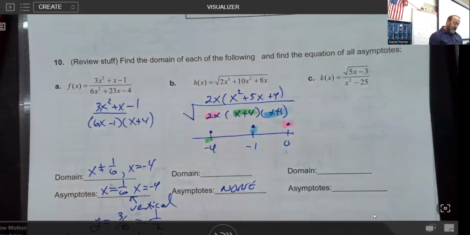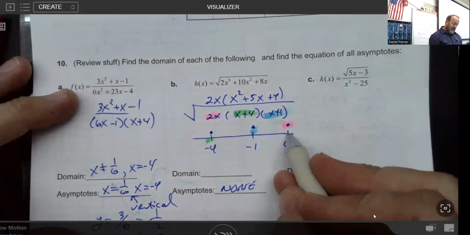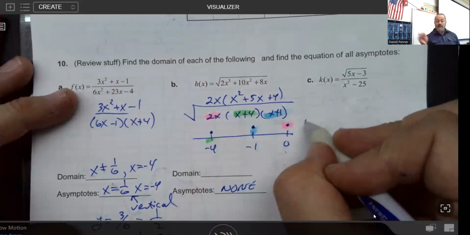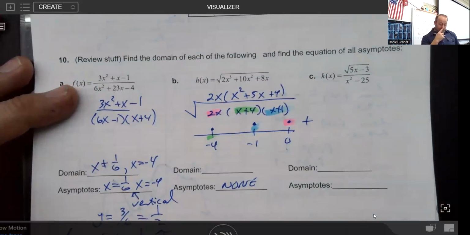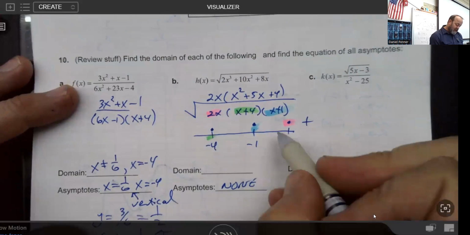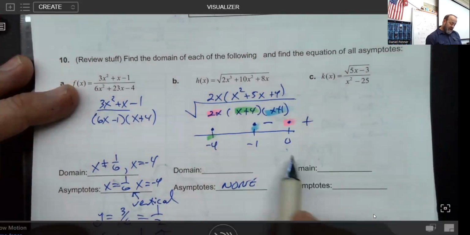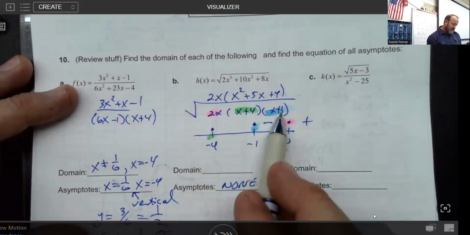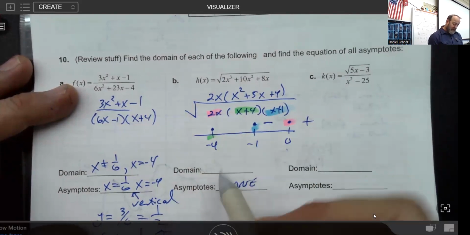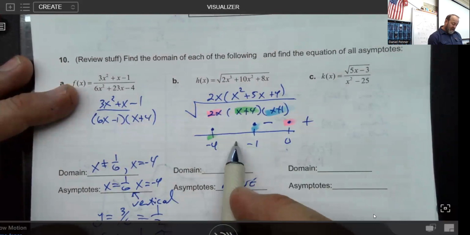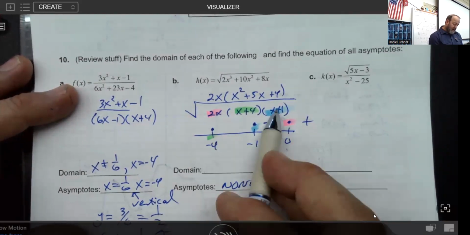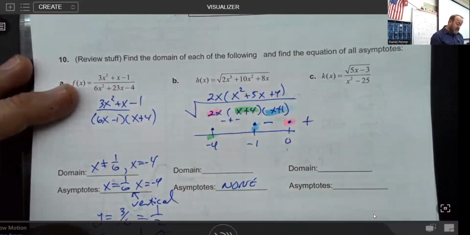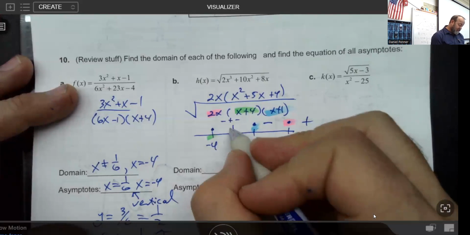If I put a number above 0, like 10, and plugged it in, I get a positive times a positive times a positive, and I can take the square root of positives all that I want. But anywhere in here, if I tried -1/2, this would be negative, this would be positive, and this would also be positive. If I tried in here, like -2, I'd get a negative here, a positive here, and a negative here. And a negative times a positive times a negative is actually positive, and I can take the square root of that all that I want and get positive numbers.